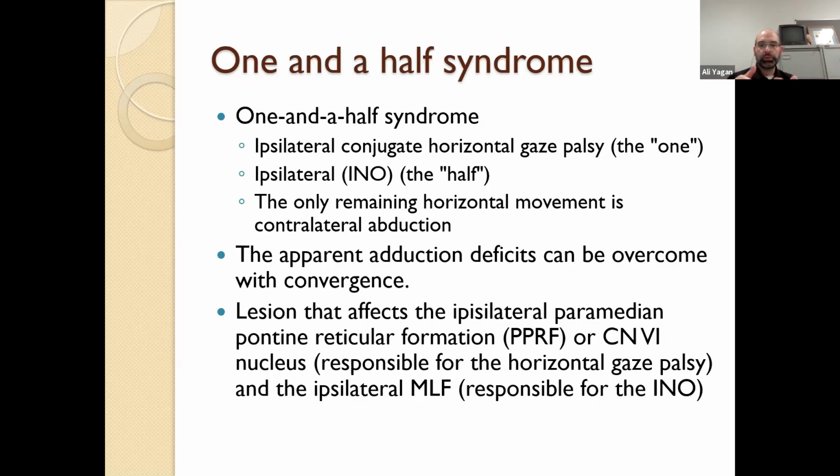So you have a gaze palsy preventing the right gaze, for example, and you have a left INO on top. It's usually in the pons affecting these. You get damage to the PPRF or the sixth nerve nucleus, and also an MLF lesion on the same side. Usually either strokes or demyelination in these patients.